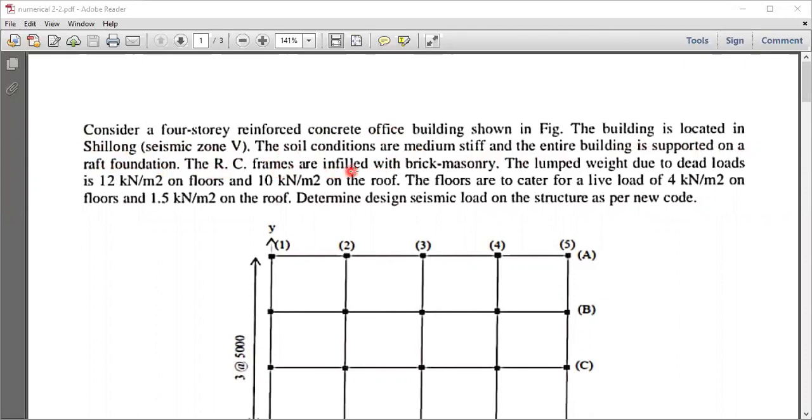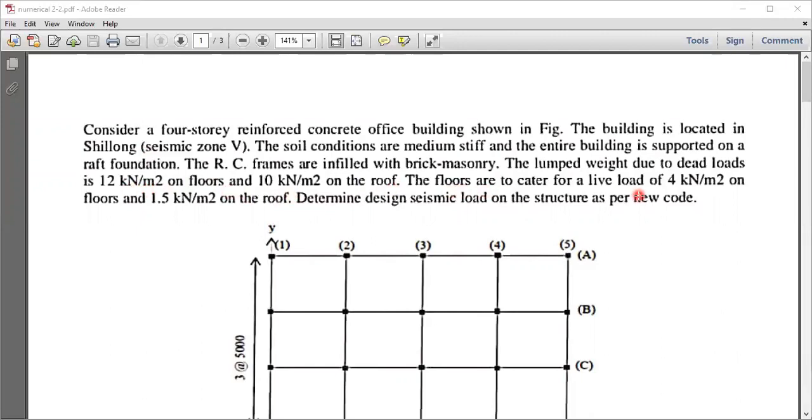The RC frames are infilled with brick masonry. So the frames are infilled with brick masonry, so there are brick masonry walls. The lumped mass due to dead loads is 12 kilonewton per meter square on the floors and 10 kilonewton per meter square on the roof. So this is the dead load coming on the floor and the roof.